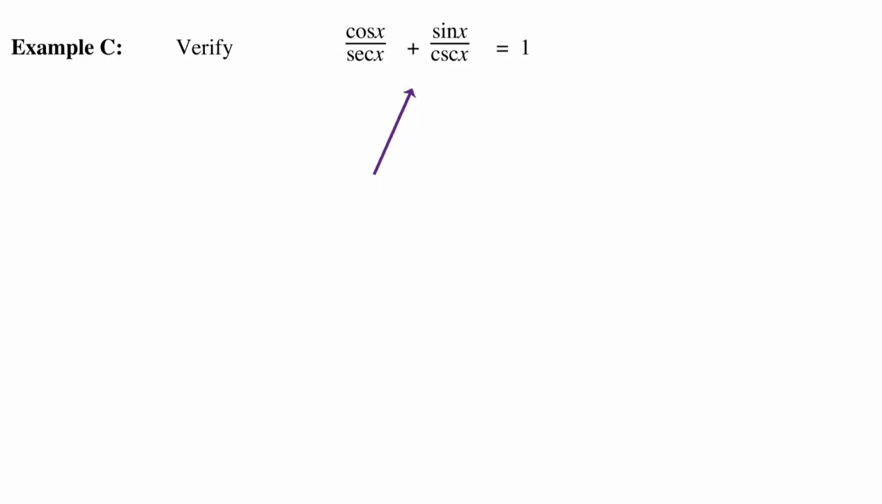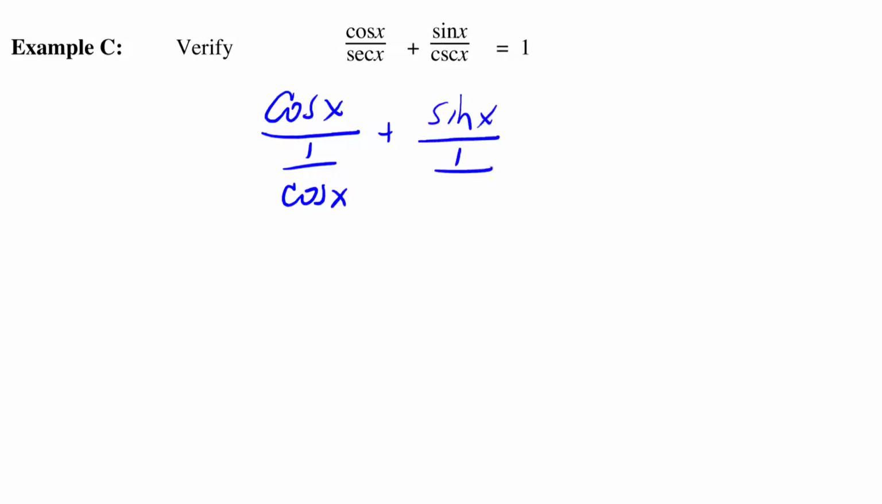Okay, our next example, we have a plus sign on the left side. That's kind of interesting, and yet only 1 on the right side. I wonder what that's all about. Well, let's find out. Cosine x over secant means cosine over 1 over cosine x, plus sine x on top, all divided by 1 over sine x.